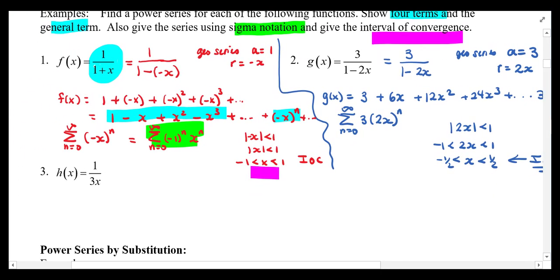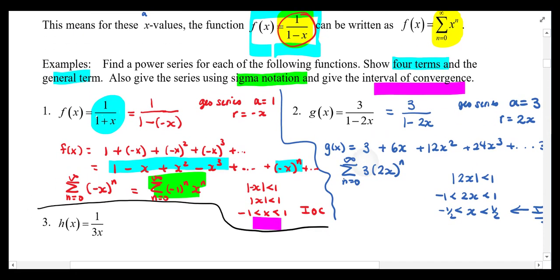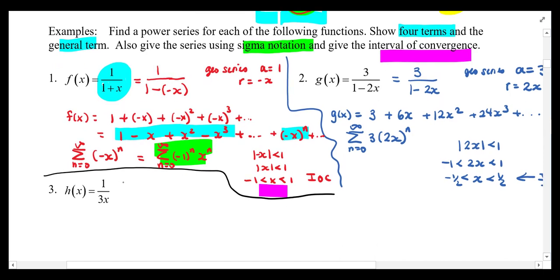Okay, number 3. This time I'll use black. How about that? You might be thinking, this doesn't even look like the forms from above. It doesn't even look like 1 over 1 minus x. Well, it can if you write it like this. 1 over 1 minus, and then how would I get 3x in the end? Can you see how this should just become 1 minus 3x? 1 take away 1 is 0, negative is positive. There you go, you get 3x.